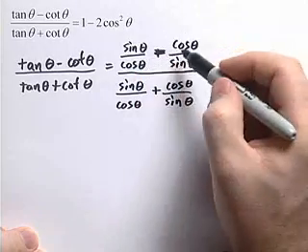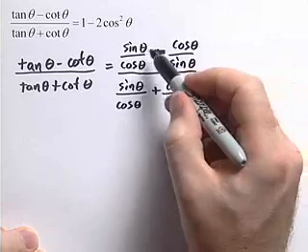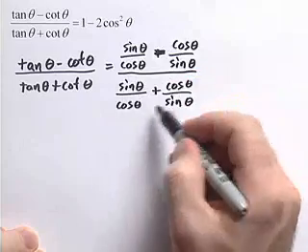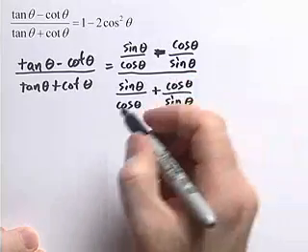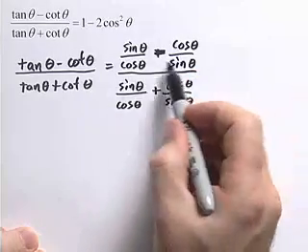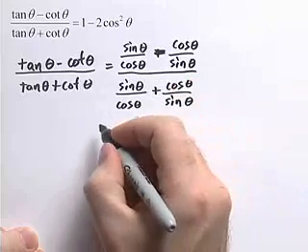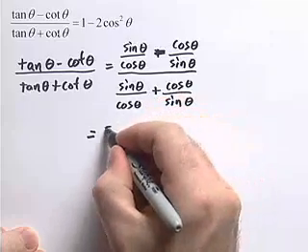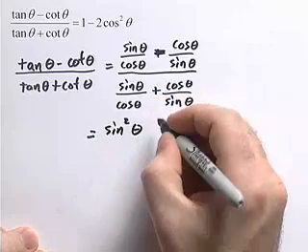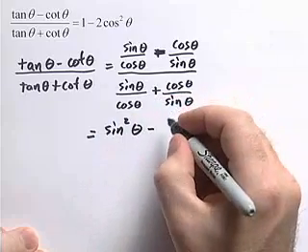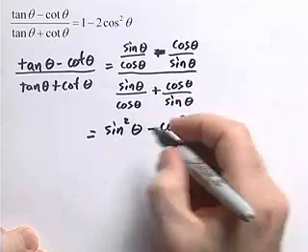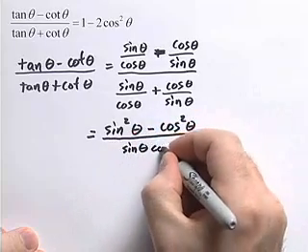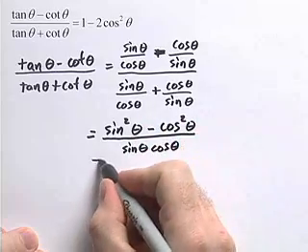Now we've got two fractions in the numerator and two fractions in the denominator. We'd like to get a common denominator so that we can combine these fractions. Our common denominator is going to be the product of the denominators, cosine and sine. If we go ahead and do that, we'll end up with sine squared theta minus cosine squared theta divided by sine theta cosine theta. That would be our numerator.